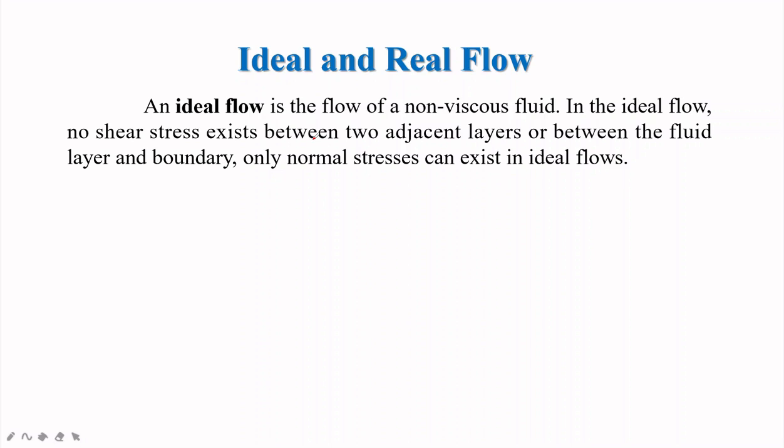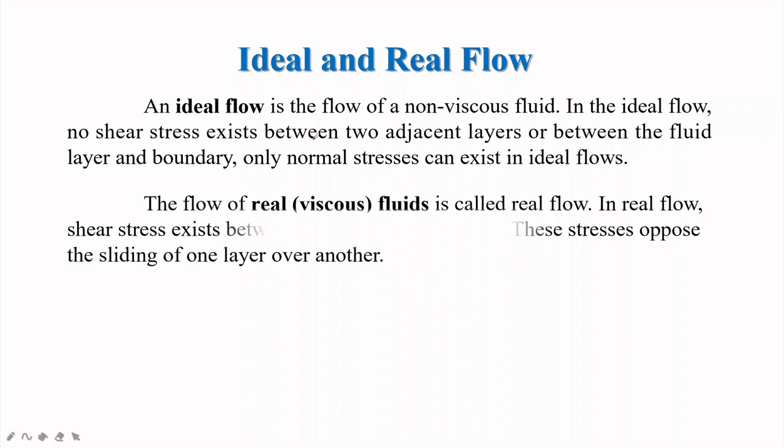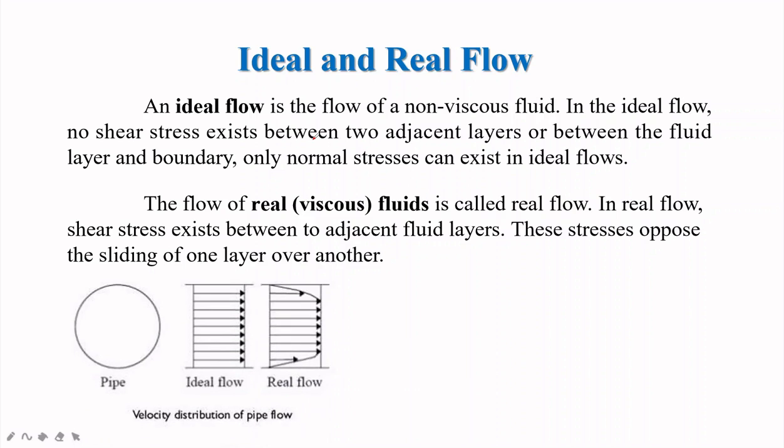An ideal flow is that type of flow of a non-viscous fluid. In the ideal flow, no shear stress exists between two adjacent layers or between the fluid layer and boundary. Only normal stresses can exist in the ideal fluid. Whereas the flow of a real fluid is called a real flow; viscous fluids give a real flow. In the real flow, shear stress exists between two adjacent layers, and these stresses oppose the sliding of one layer over the other. Means what? The real fluids are nothing but the viscous fluids.